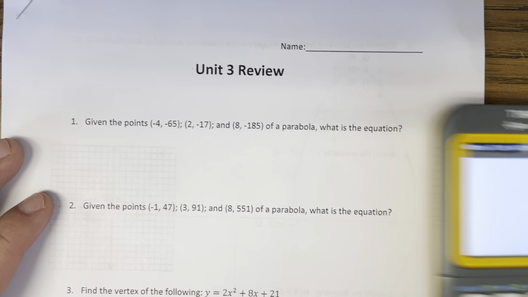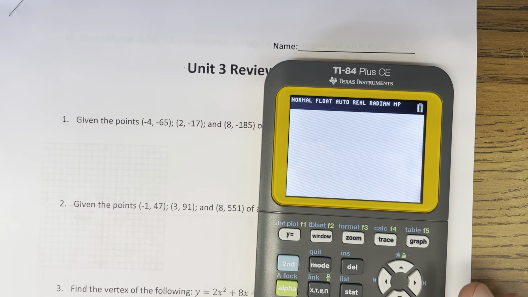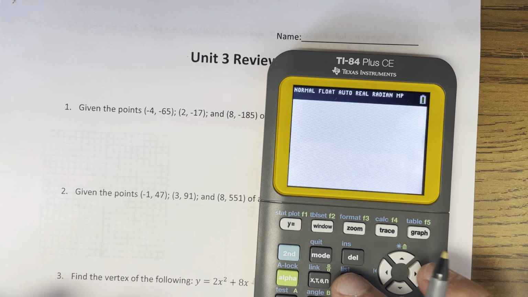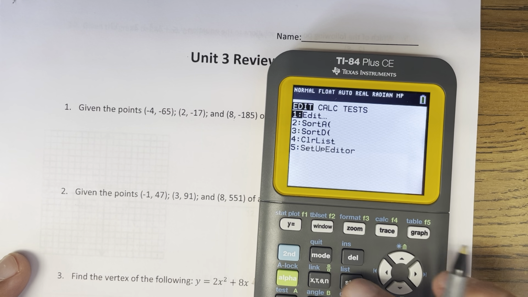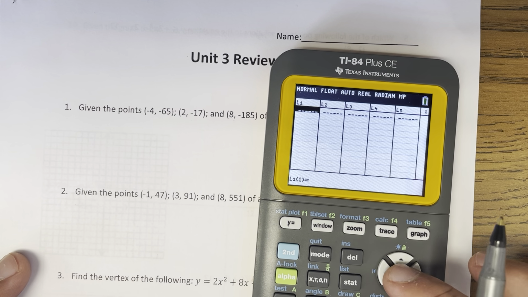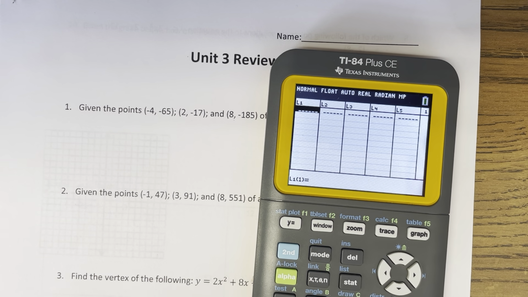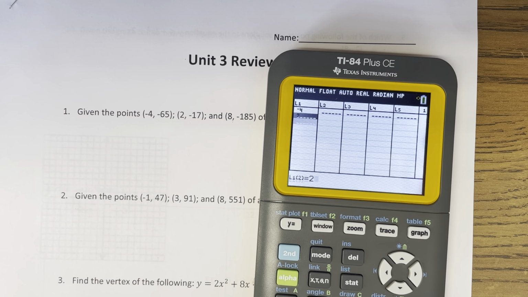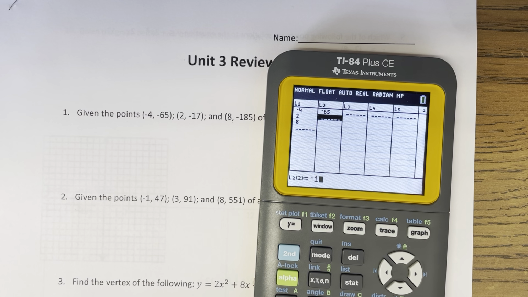Anytime I have 3 points, I can go into my calculator and press Stat, which is right here underneath Delete. We'll press Edit, and we're going to put all our X's in L1, so -4, enter, 2, enter, and 8, enter. Then we'll put all our Y's in L2, so -65, -17, and -185.